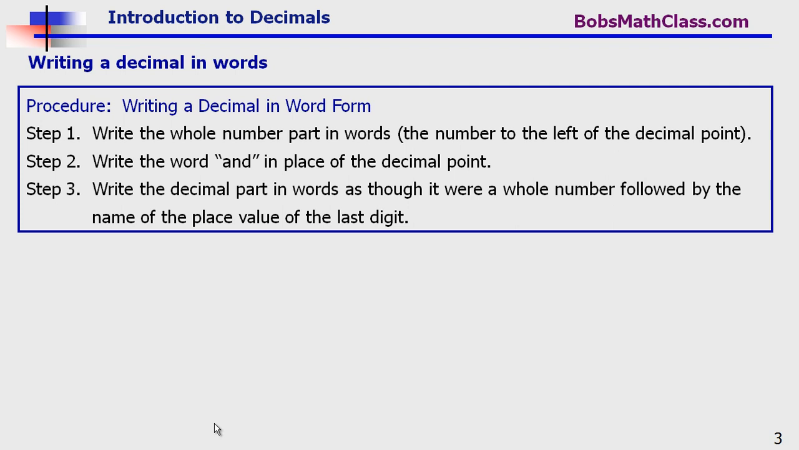Okay, here's our first topic that we're going to talk about. Writing a decimal in words. Procedure for writing a decimal in word form, step 1. Write the whole number part in words, and that will be the number to the left of the decimal point.